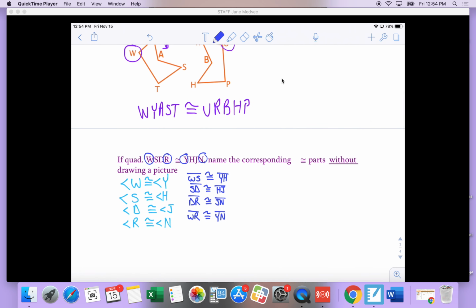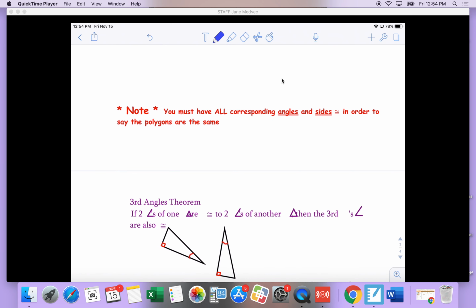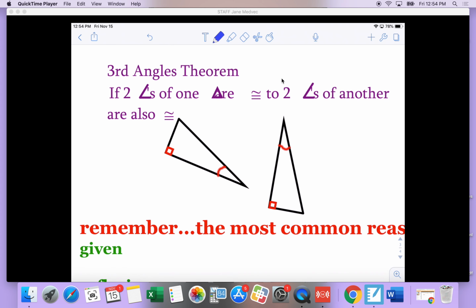All right. I'm going to keep going. Note that you must have all corresponding parts and angles and sides in congruence in order to say the polygons are the same. So again, they need to be in order. Here is one of the congruence theorems that we're going to use in our proofs.